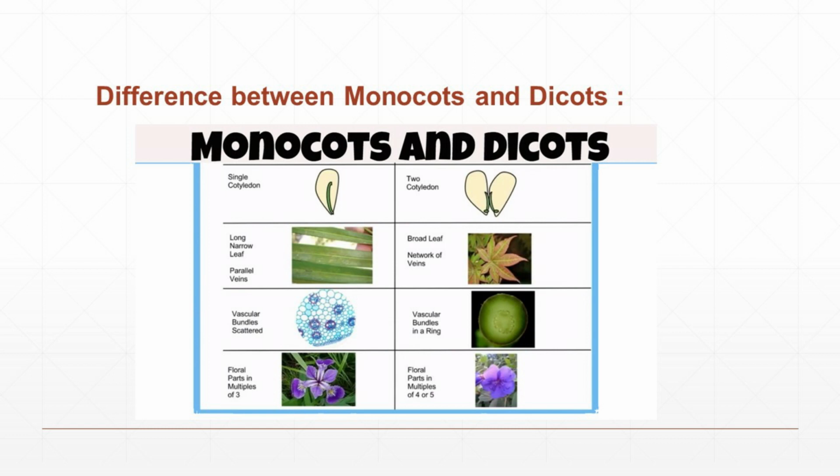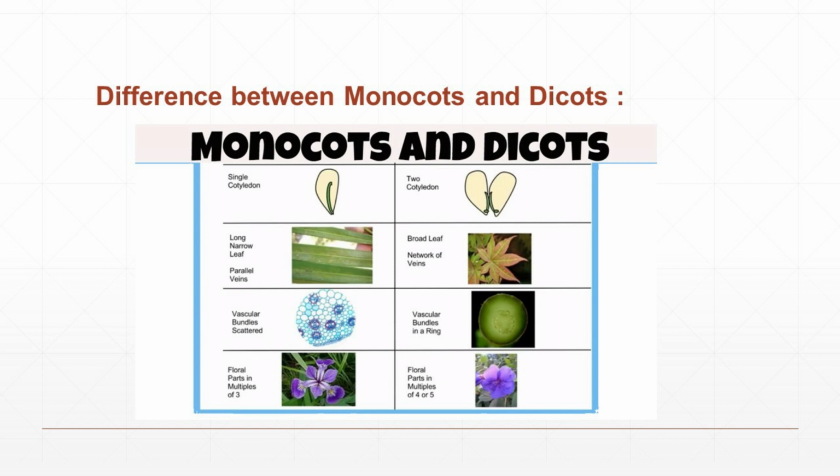Inside you can see two cotyledons. When you refer to the leaves of a dicotyledonous plant, the leaves are broad in size. The veins show reticulate venation, that is, a network of veins you can see.